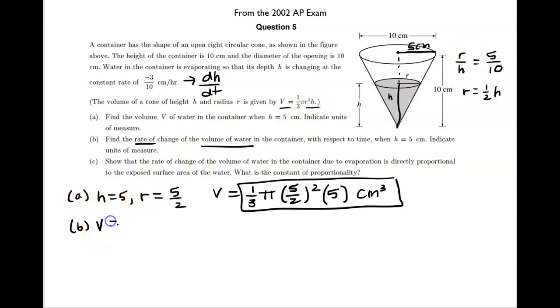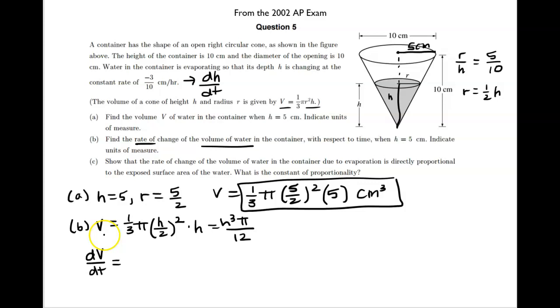That will just make it easier for our derivative and for our evaluation. So our r is going to be h over 2, and then times h there. So if I simplify this, I'd have h cubed times pi all over 12. Don't forget to square that too. So now when I take my derivative, it's going to make it nicer because it's only one variable.